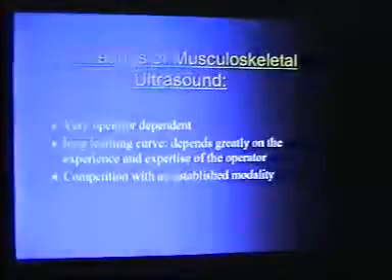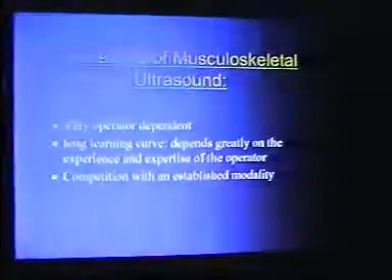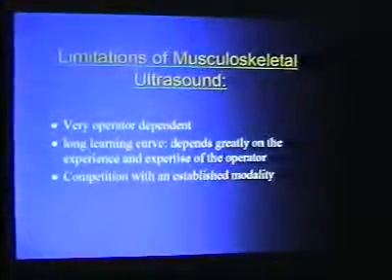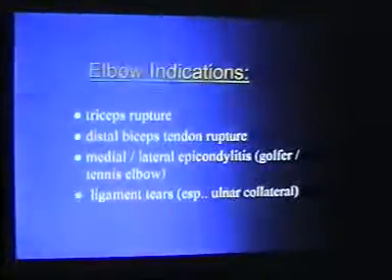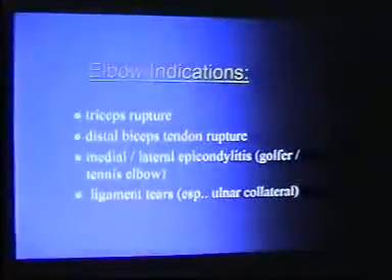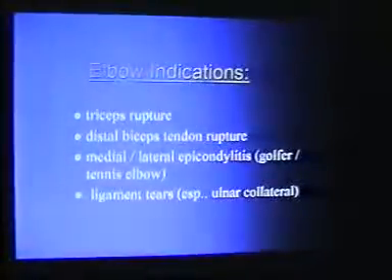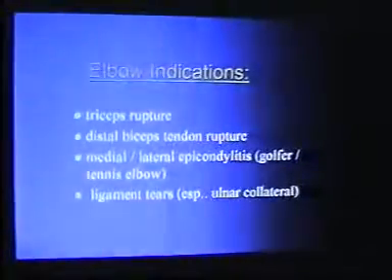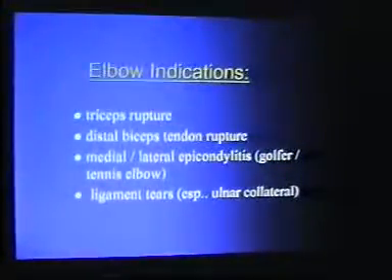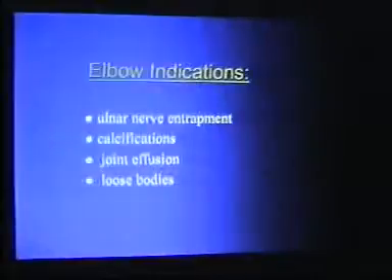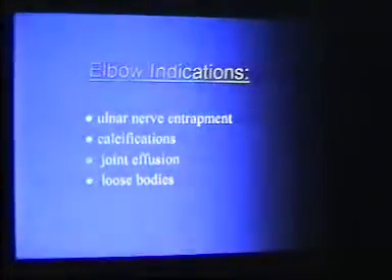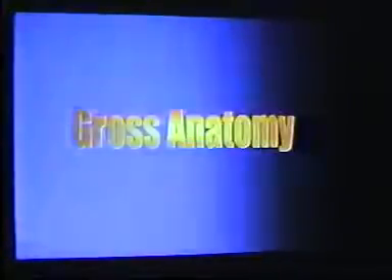It is very operator dependent, with a long learning curve, and depends greatly on the experience and expertise of the operator, and competition with an established modality. The indications in the elbow include triceps rupture, distal biceps tendon rupture, medial and lateral epicondylitis like in golfer's and tennis elbow, and ligament tears, especially ulnar collateral ligament tears. Other indications are ulnar nerve entrapment, calcification, joint effusion, and loose bodies.